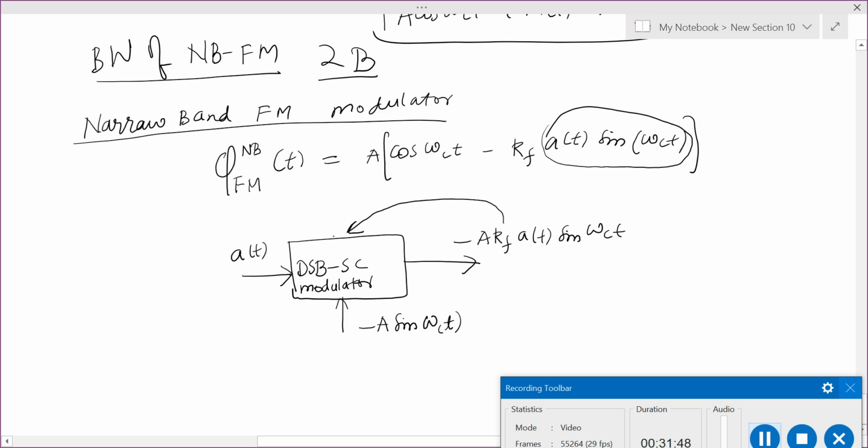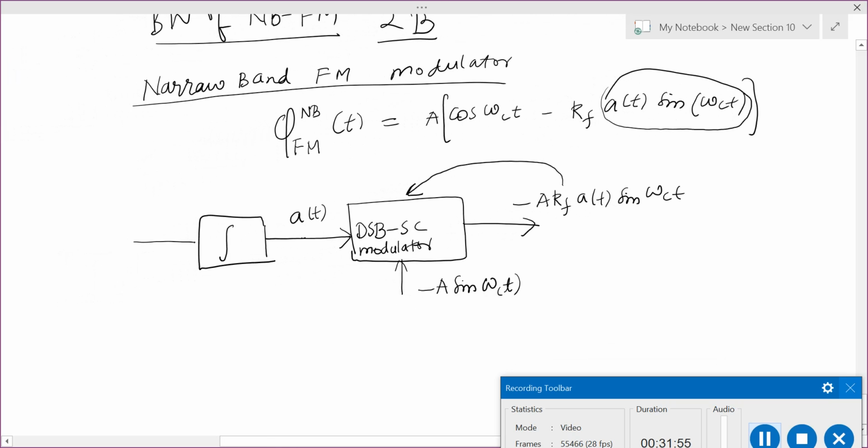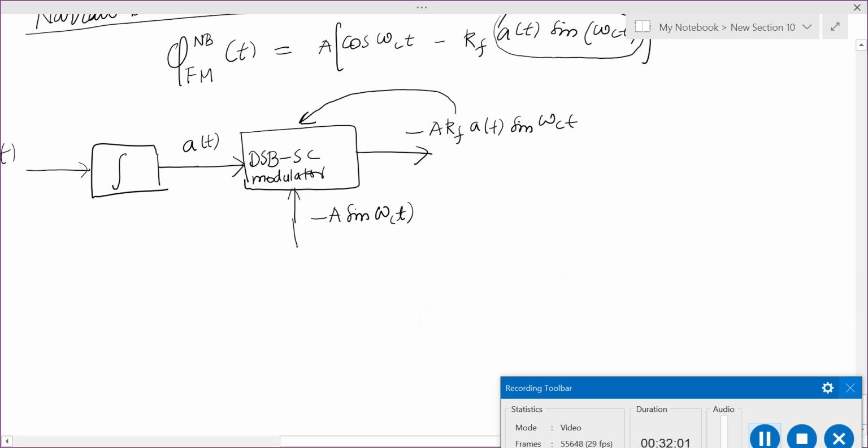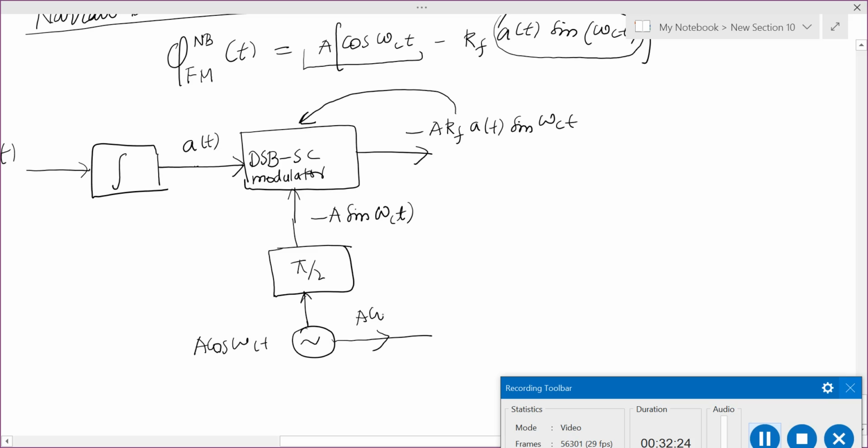Now what is the other part which we need to do? We need to generate cos omega ct and add it up. How to get a of t? Of course I have to use an integrator, and to the integrator I will feed in the message signal m of t. Now, how to generate sine omega ct? I will actually generate cos omega ct, using an oscillator which will generate A cos omega ct. Then I will use a pi by 2 phase shift. Cos of theta plus pi by 2 is minus sine theta, so that will give me minus A sine omega ct. Now this A cos omega ct, I will use an adder after this. So here is A cos omega ct. Now I will use the adder here and add it up. So the output is exactly the narrowband FM.